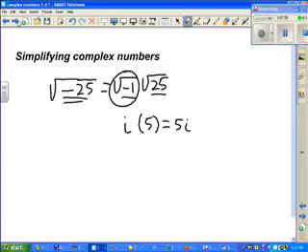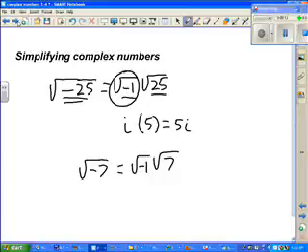The next one they have there is the square root of negative 7. This is example 1, part B. Well, I can break that down into the square root of negative 1 times the square root of 7. Square root of negative 1 is i, times the square root of 7. I can't break that down anymore. So that's my answer. I'm done.